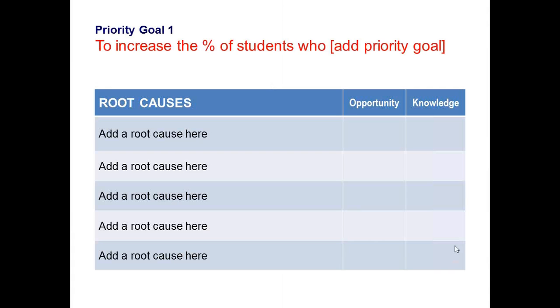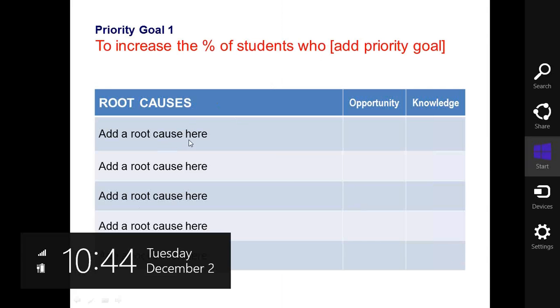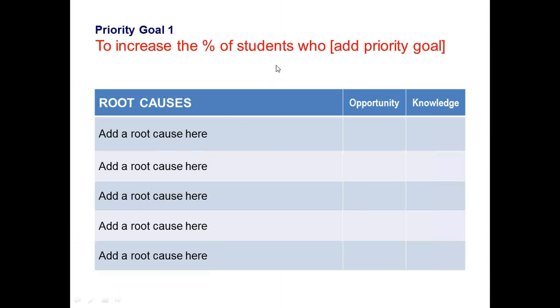Okay, so we're going to look at one goal at a time. Whatever that first priority goal is, to come to a meeting about, we want kids to come to a meeting about financial aid. I'm going to type that priority goal at the top of this screen. Then I'm going to type in the root causes here, and identify: is this an opportunity root cause or is this a knowledge root cause?